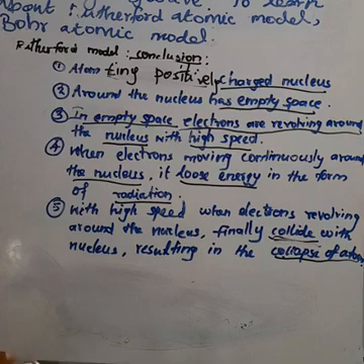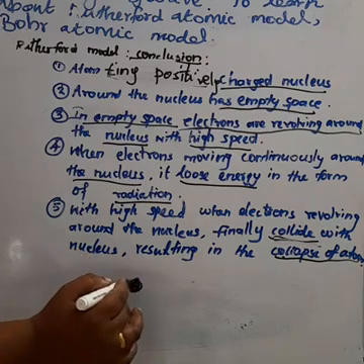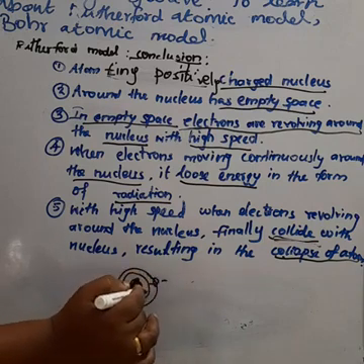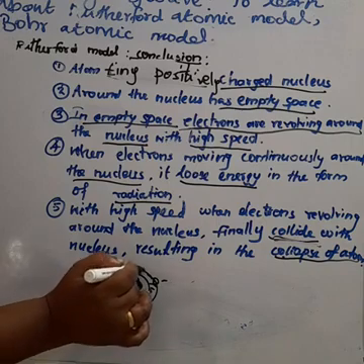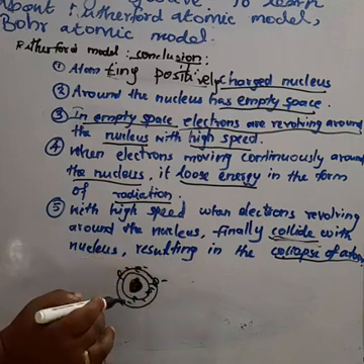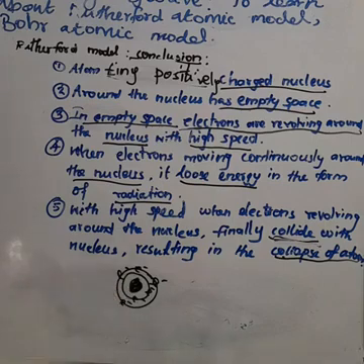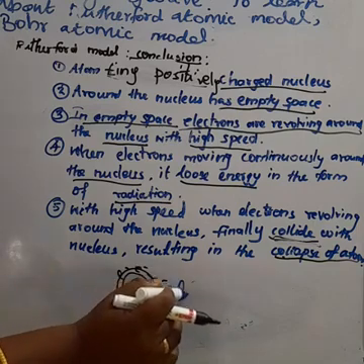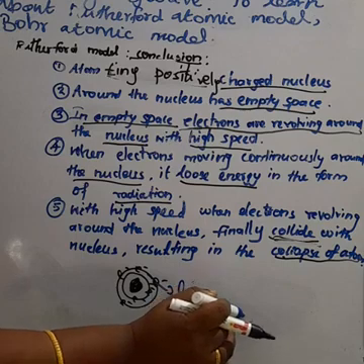This is the nucleus. This is the orbit. The electrons revolve around the nucleus in the orbit. And these electrons, when revolving around, can lose energy in the form of radiation.